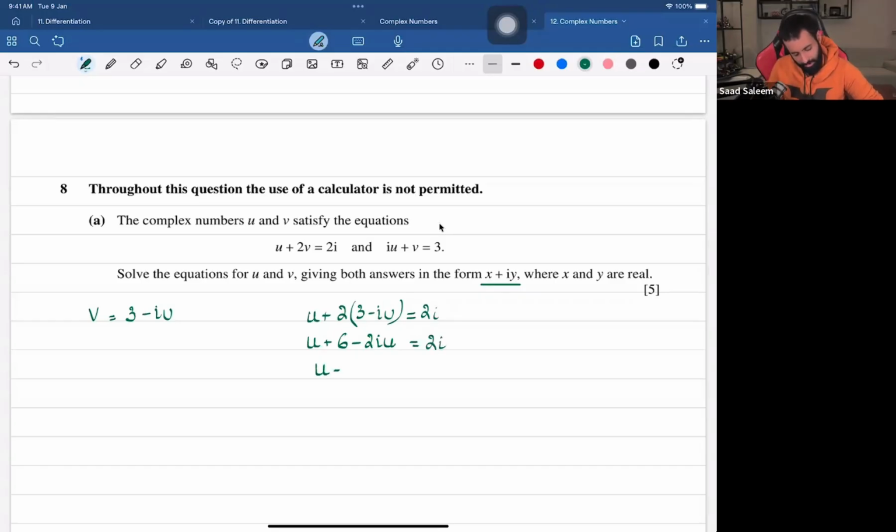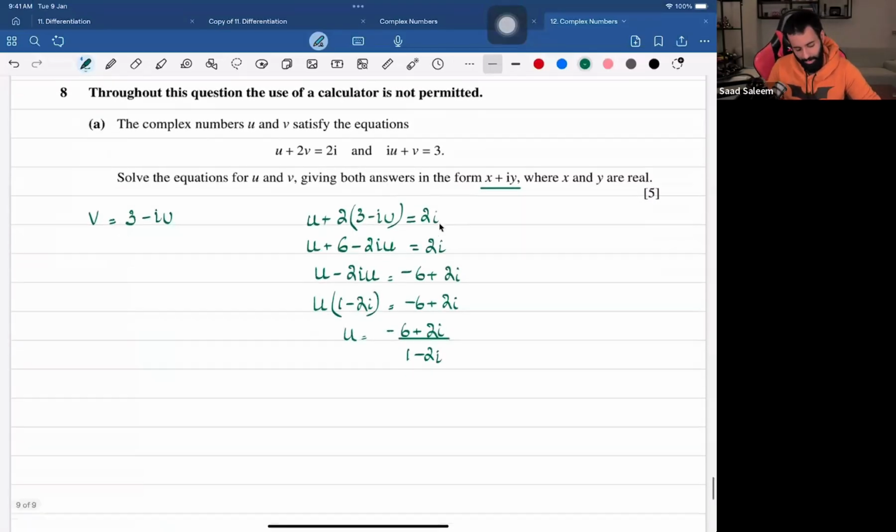Now let's keep u's on one side. So u minus 2ιu is equal to minus 6 plus 2ι. Let's take u common. So we have u times (1 minus 2ι), which is equal to minus 6 plus 2ι. Let's make u the subject, which is equal to minus 6 plus 2ι over 1 minus 2ι.